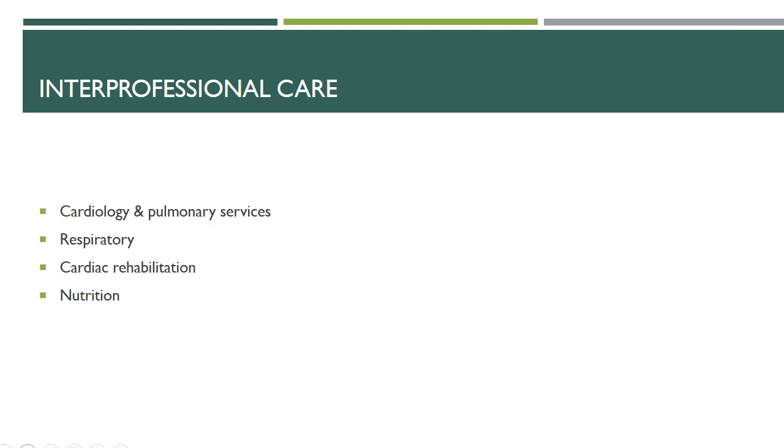Our interprofessional care, we have cardiology and pulmonary services. We have cardiac rehab and we have rehabilitation as well as nutrition.